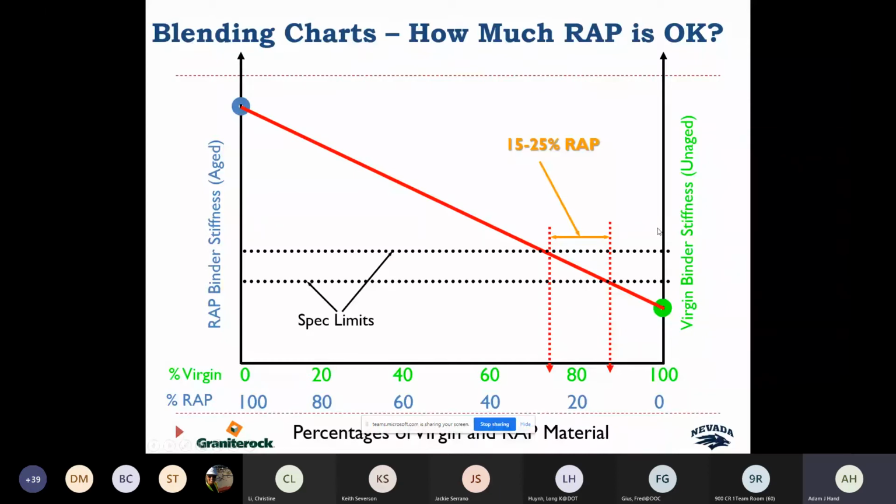Now this line can move up and down. Again, it depends. You could say, hey, I've got a virgin binder right here. And if I use it rather than getting something that's softer, I can still probably use at least 20% RAP, maybe 22%. So this is just a tool that's been used to determine how much RAP can be used. Again, the NCHRP project, the most recent one, said if it's under 25%, you don't need to change.